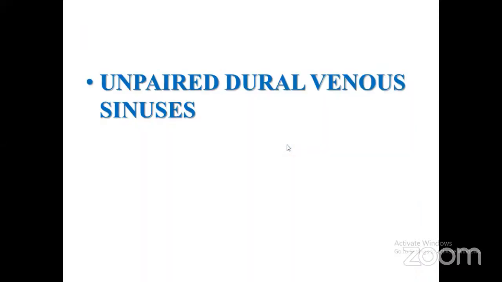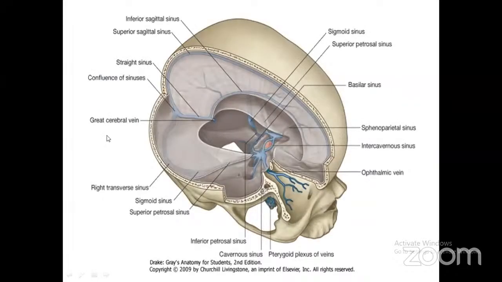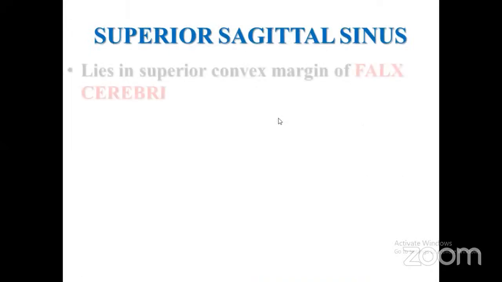So coming to the unpaired dural venous sinuses, first we will see the superior sagittal sinus. As I already told, all the unpaired sinuses are present in the midline: superior sagittal, inferior sagittal, straight sinus, occipital sinus, basilar venous plexus, anterior and posterior intercavernous sinus. Coming to the superior sagittal sinus, where is it present?